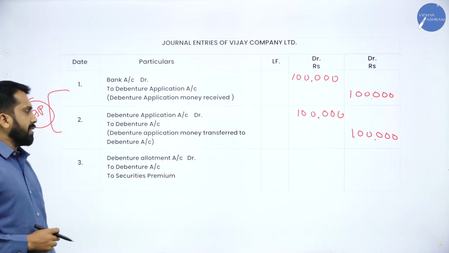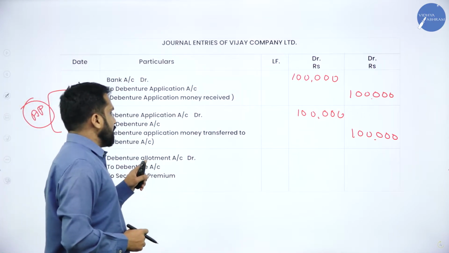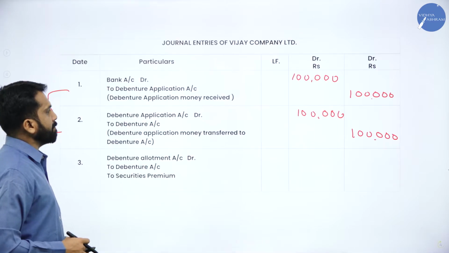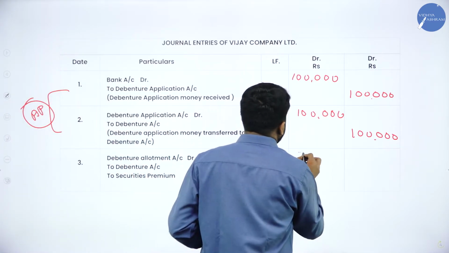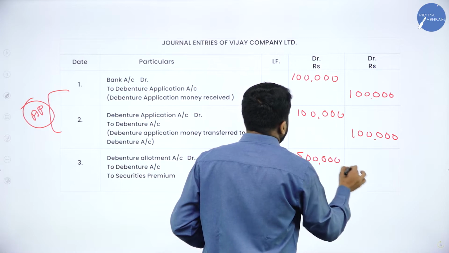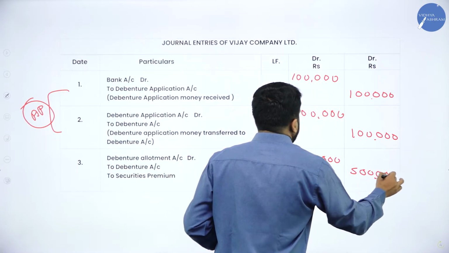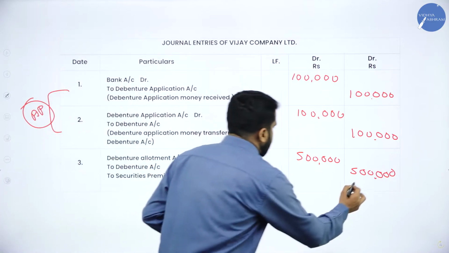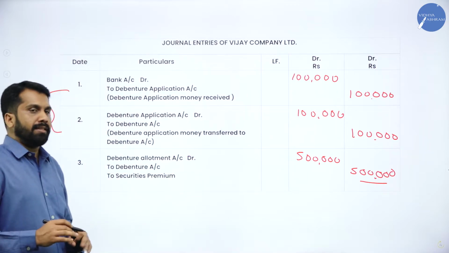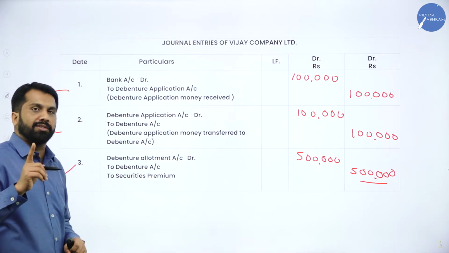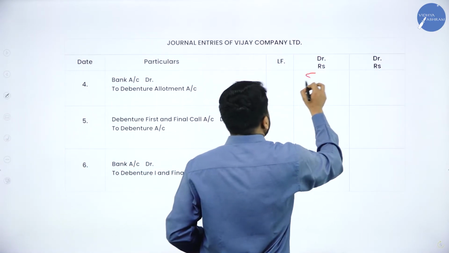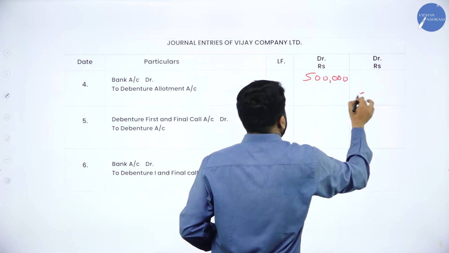Now, allotment. Allotment is how much? Your allotment is 5 lakh. I'll go back to your working note. How much is your allotment? 5 lakh. Your allotment is 5 lakh and 5 lakh. In this problem, you don't have premium, so your premium column will be nil. Clear? Allotment, one entry is over, one more is there. Same amount. Allotment, 5 lakh and 5 lakh.